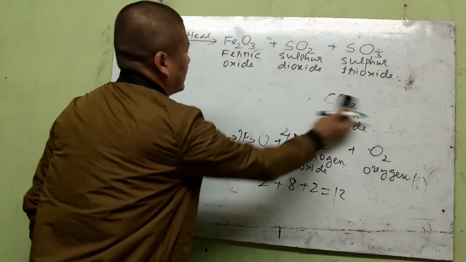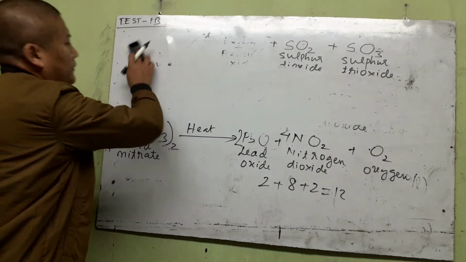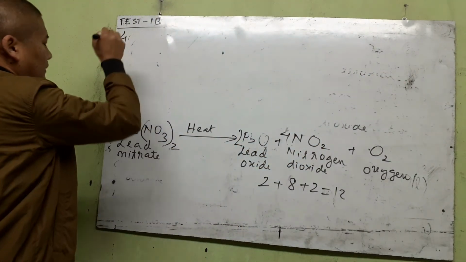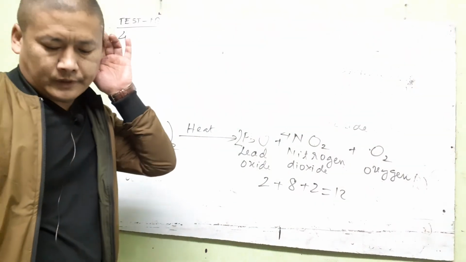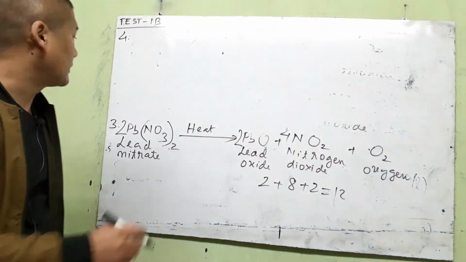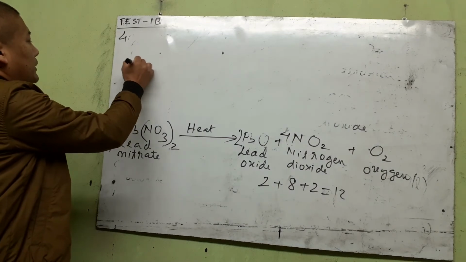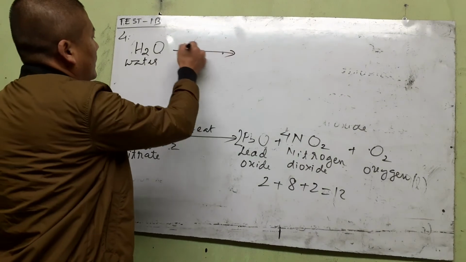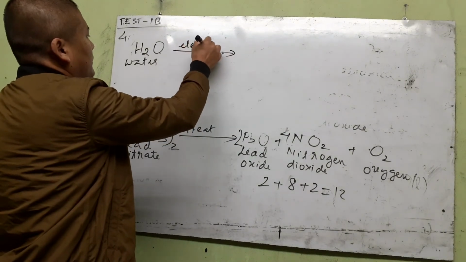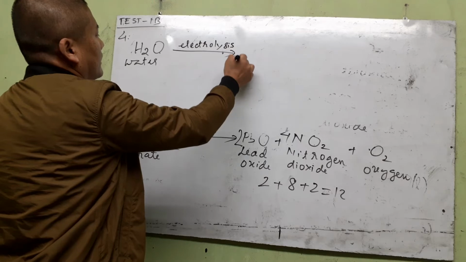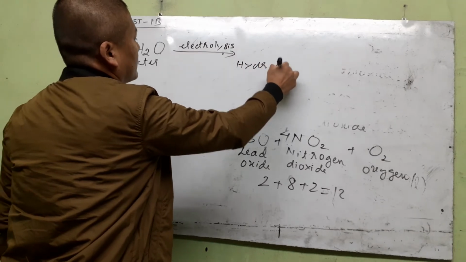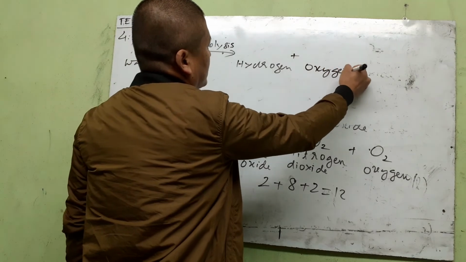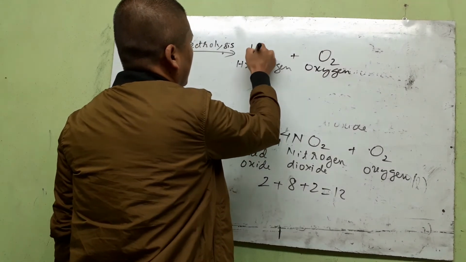Okay, so let's go to the fourth one. The fourth one is decomposition of water on electrolysis gives hydrogen and oxygen. Water, so you write here water. How do we decompose water? By passing electric current, that is called electrolysis. Then it breaks down into hydrogen. The question paper itself is telling us this, so it's quite easy. Oxygen we know by now is O2, hydrogen is H2.